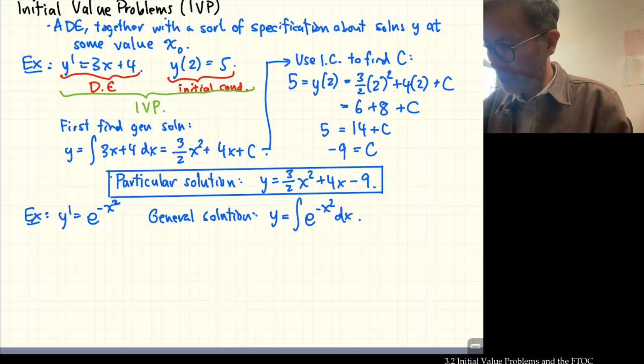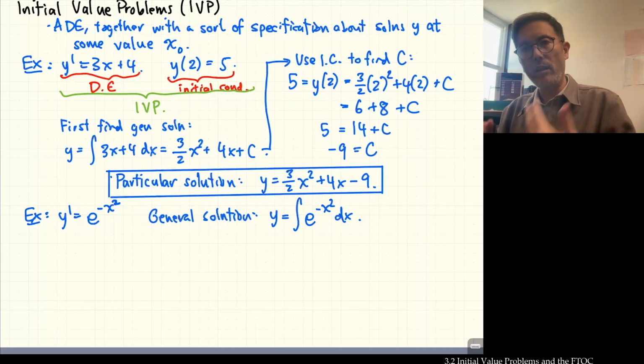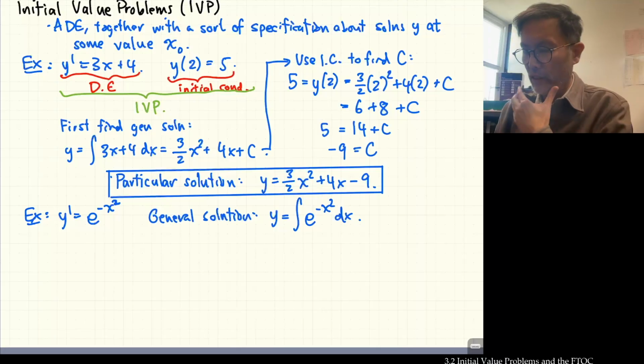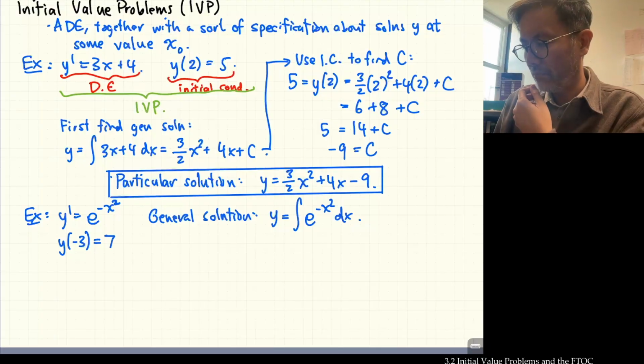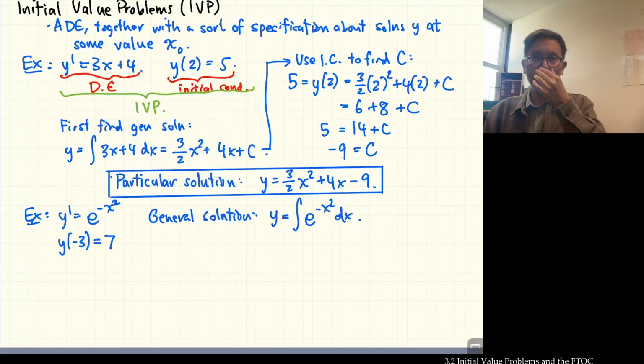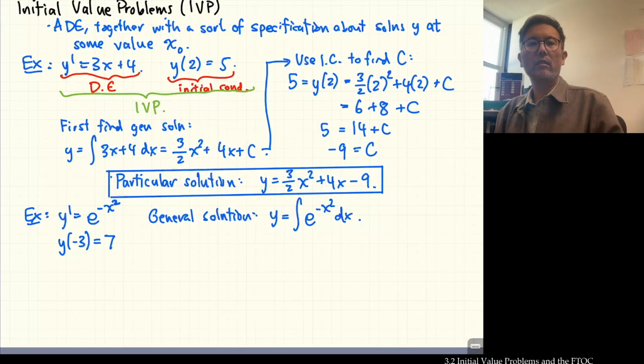So what if I gave you some kind of initial condition for this? Like, what if I told you that y of 2 is equal to, oh, I did 2 for some reason. Let me change it up. y of negative 3 is equal to 7, let's say. All right. How could we write down a particular solution using this insight that we've got this definite integral here?